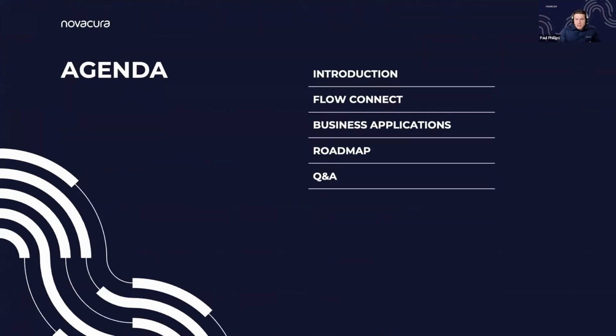And the lineup looks a little something like this. We'll start with a brief intro. We're going to jump into the latest features of Flow Connect, where a bulk of the content will be today. After that, we'll cover business apps and then take a look at the product roadmap. At the end, we will answer all of the questions in the Q&A section.